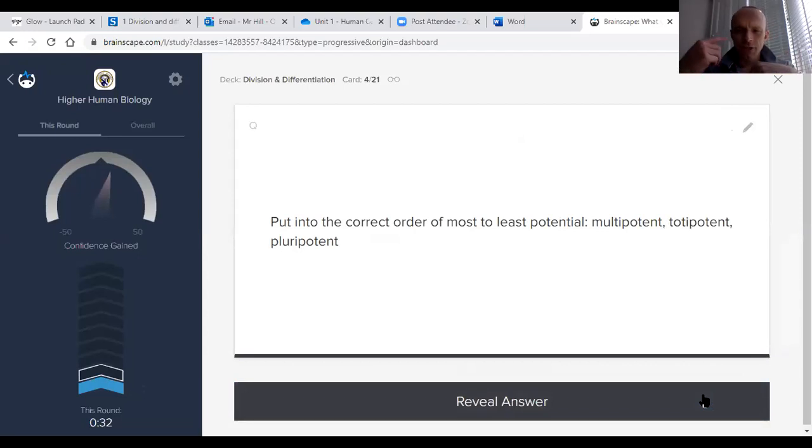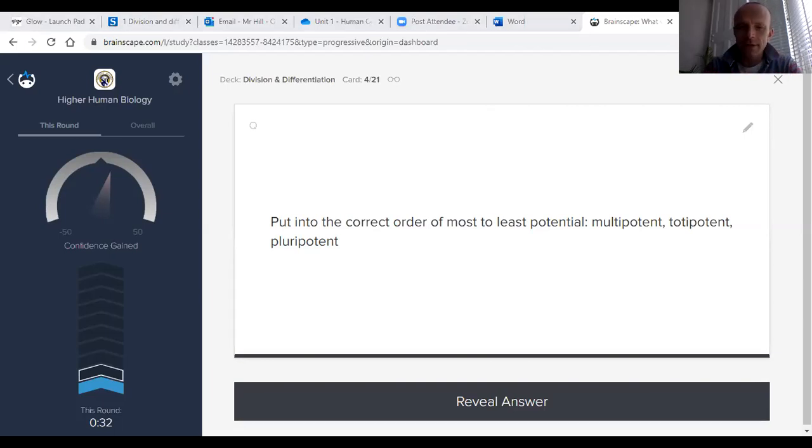Okay, and just keep working your way through these flashcards, because it will help you get to know the key terms and the key words. It's not the only way you should revise, but it's a good way to start your revision by learning these key words and key terms.